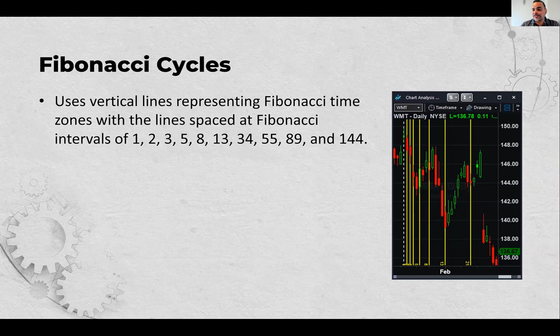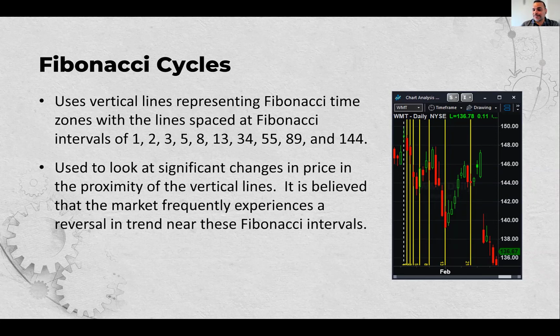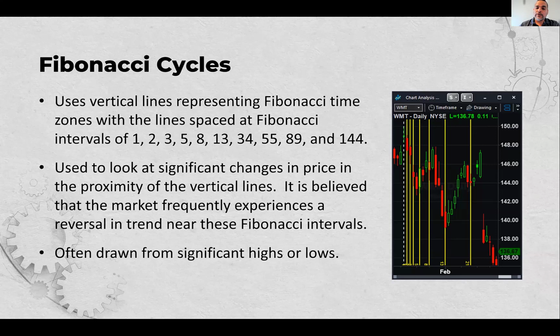Used to look at significant changes in price in the proximity of the vertical lines. It is believed that the market frequently experiences a reversal in trend near these Fibonacci intervals. That's interesting. And there's always a value to be looking at these levels and see if something's about to happen. They're often drawn from significant highs or lows, and that's the end of my PowerPoint. How do we draw it on the TradeStation platform?